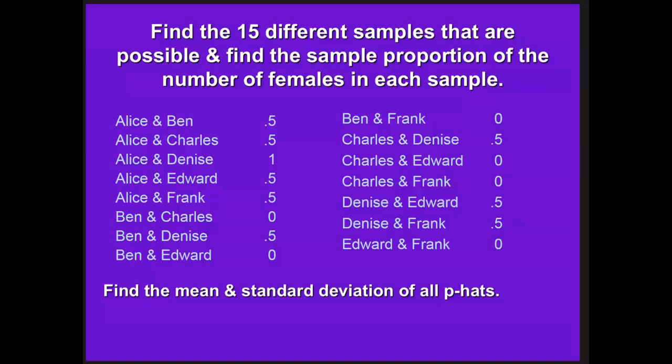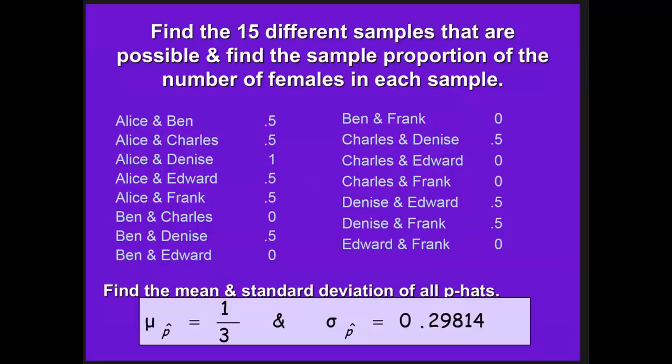And then what you're going to do is go to your calculator and type all of those numbers into list 1 and do 1-Var Stats and calculate the mean and the standard deviation. Please take a second and do this. Don't just watch the video and write down the 2 numbers that I'm about to put on the screen, but actually practice finding the mean and standard deviation of that set of numbers. So when you type it in, hopefully you got a mean of 1/3 and a standard deviation of 0.29814.